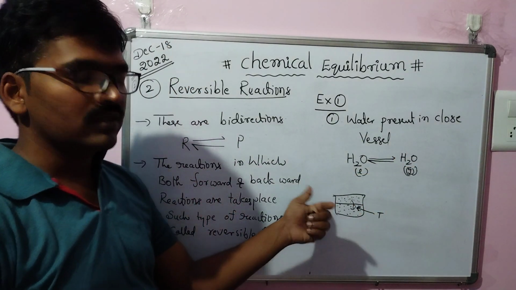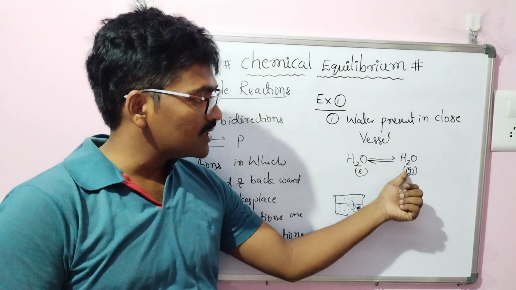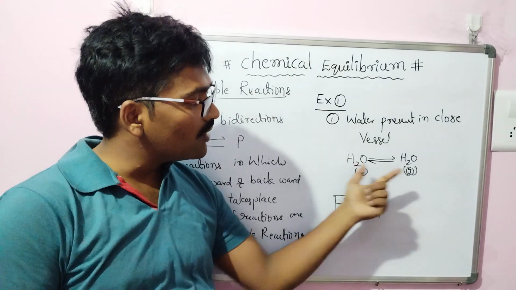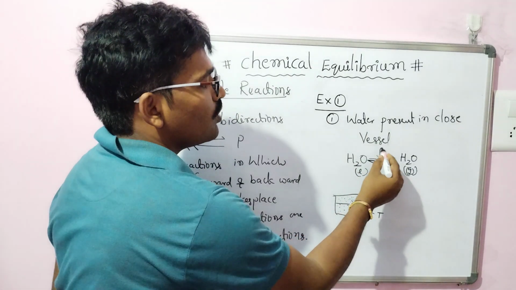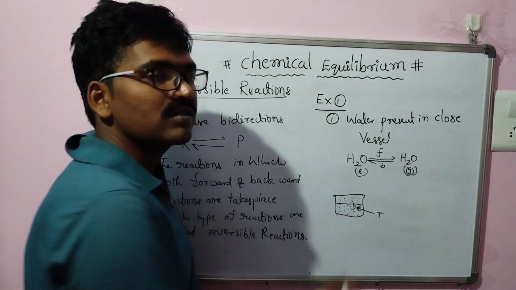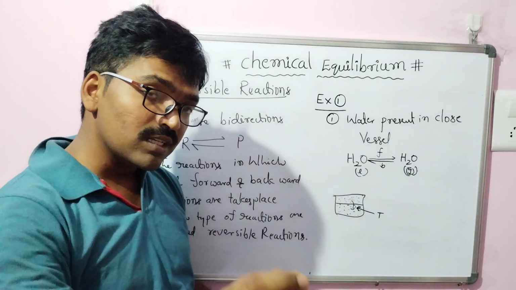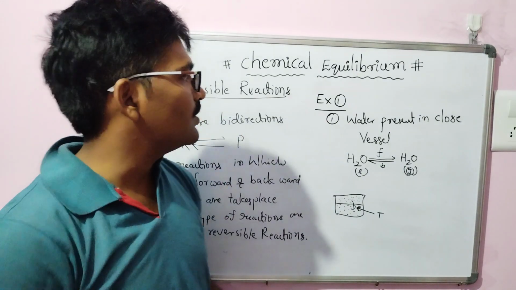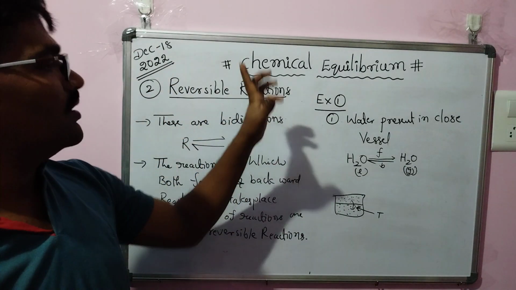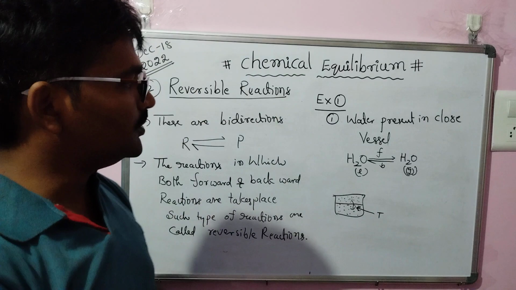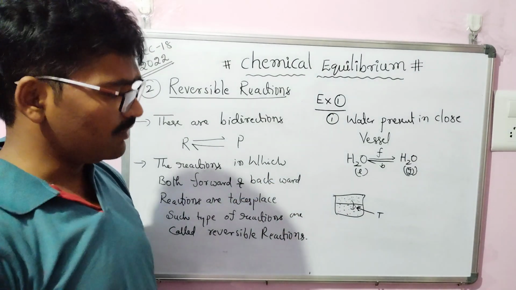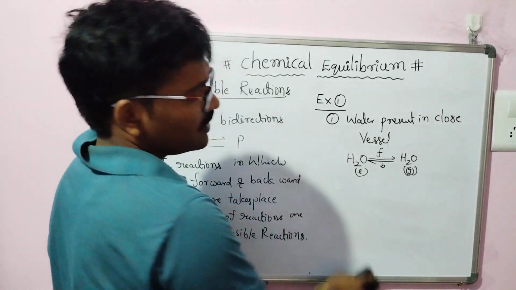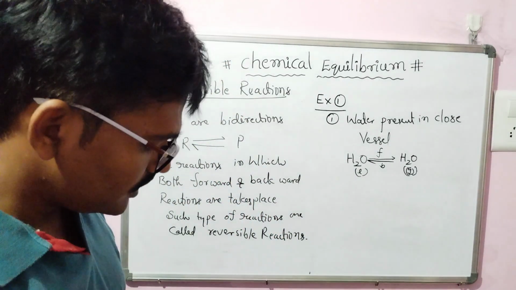So liquids can be converted into gases, and gases can be converted into liquids. So two reactions, forward and backward reaction, take place. The reactions in which forward and backward reactions take place, such type of reactions we call reversible reactions. So vaporization of a liquid is one of the reversible reactions. Now one more example I will give of a reversible reaction.